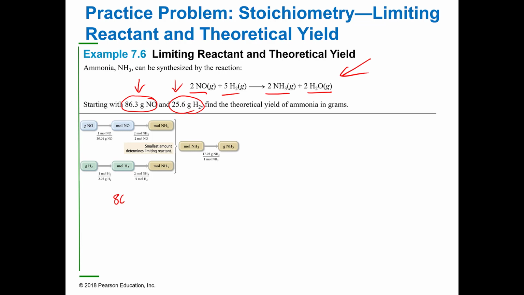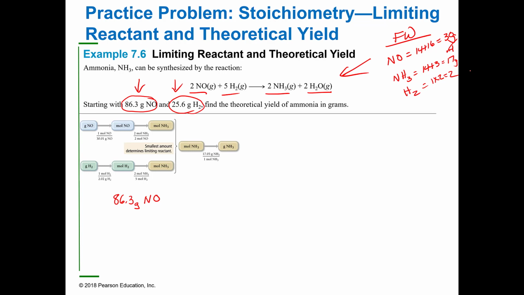So you've got 86.3 grams of NO. Now I need to know some information. I need to know the formula weights of NO, and that one's pretty easy. It's 14 plus 16 is 30 grams per mole. And NH3 is 14 plus 3 equals 17 grams per mole. And of course, H2, if we need it, that's just going to be 1 times 2 equals 2.